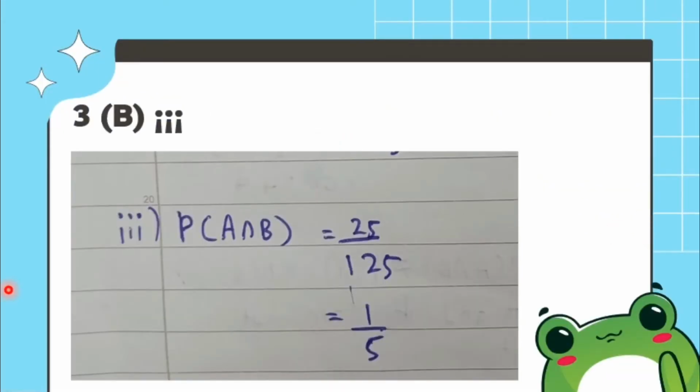For the third question, how to get the probability of A intersect with B? Here we just take the value of A intersect with B, which is 25, and divide by the total number of samples, which is 125, and then we will get the answer 1/5.